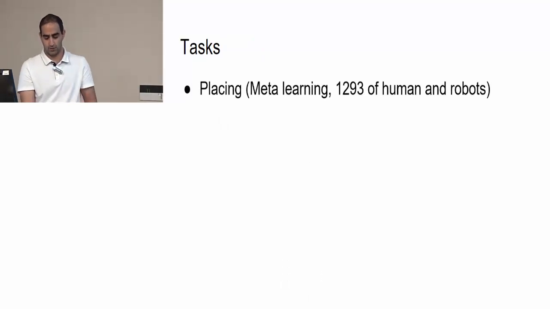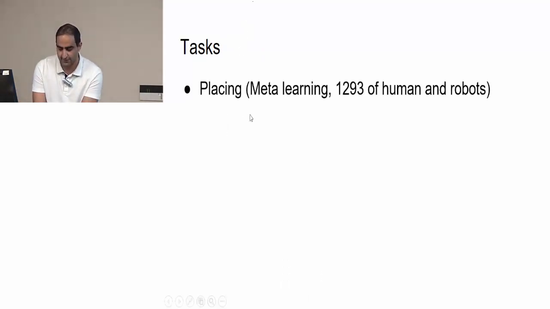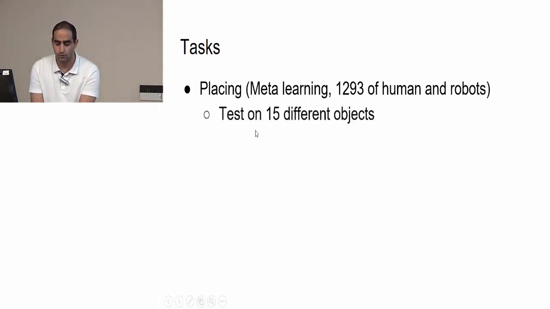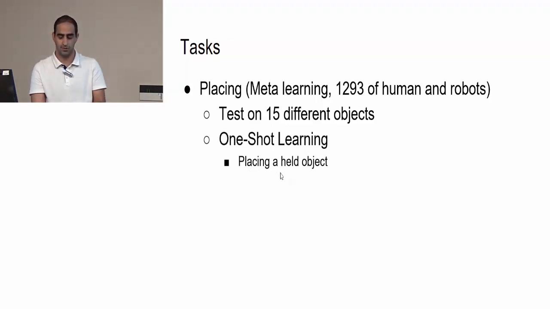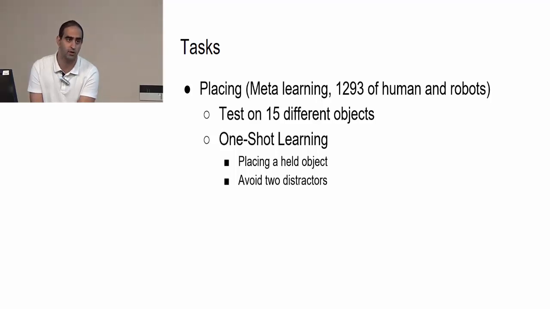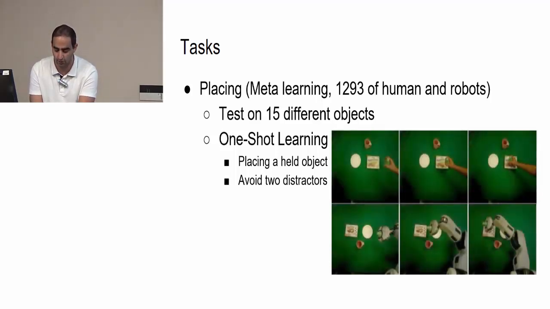What are the tasks? One of them is placing, and during training we have 293 human and robot demonstrations, and we test on 15 different objects which were never seen during training. We perform one-shot learning, and we have to place a held object into a container while there are two other containers, and we have to avoid those two distractor containers. So here we should put this object, an apple I think, into the container, and we should not put it into the two other distractor containers.